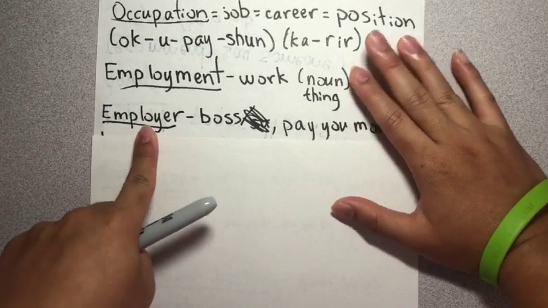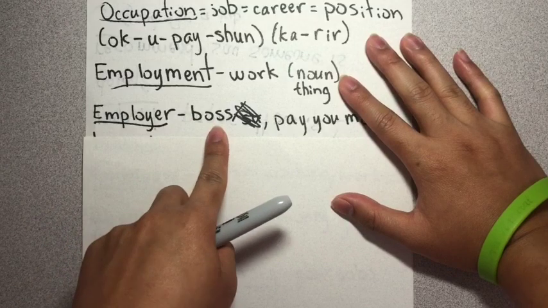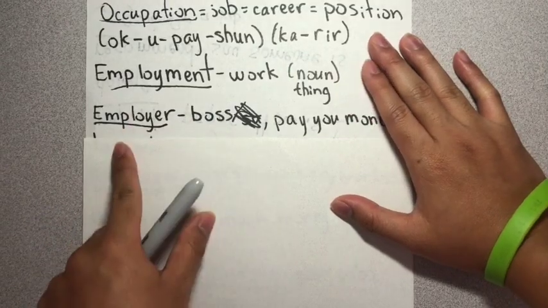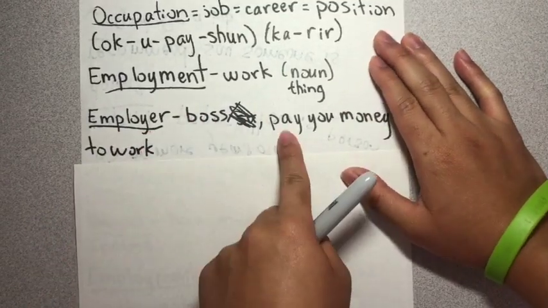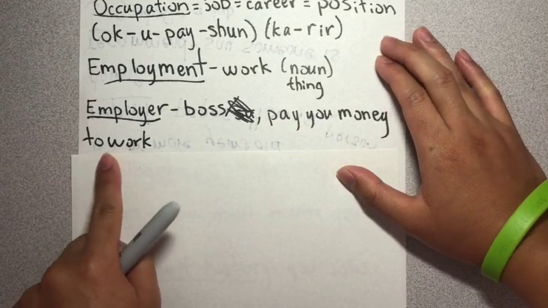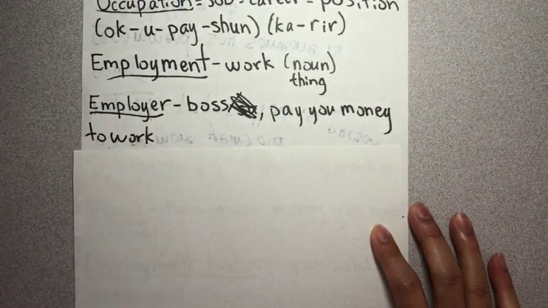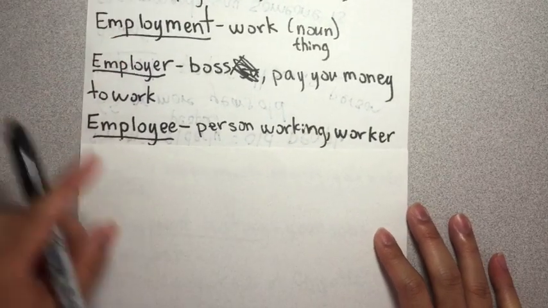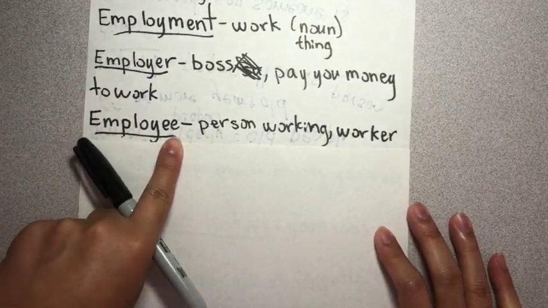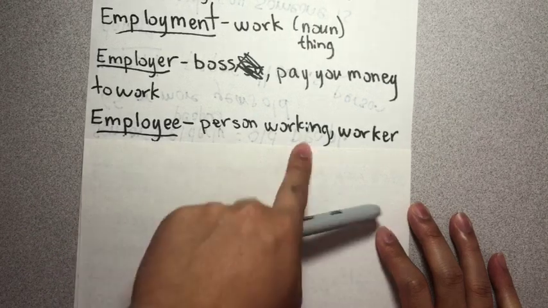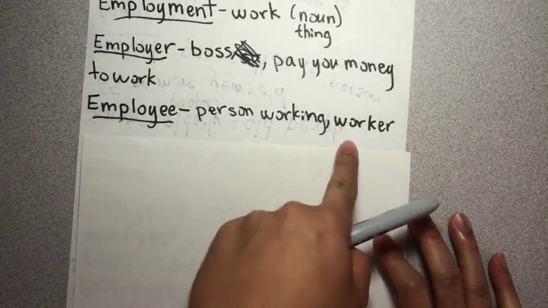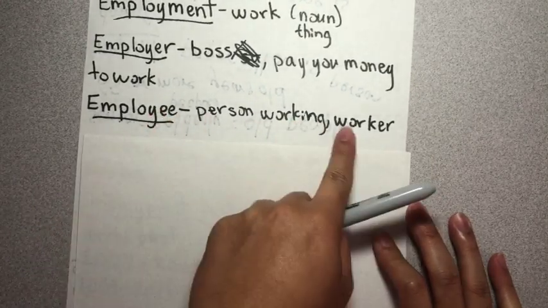Employer. Employer means boss. Your employer is your boss. The employer is the person who pays you money to work. That is the employer. It ends with the letter R. The employee, with two E's at the end, is the person who works, is the person working. The employee is the worker.